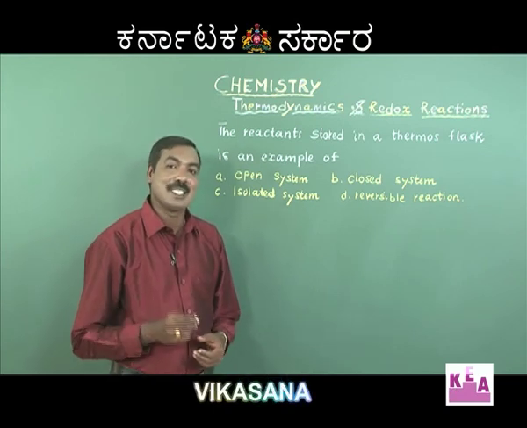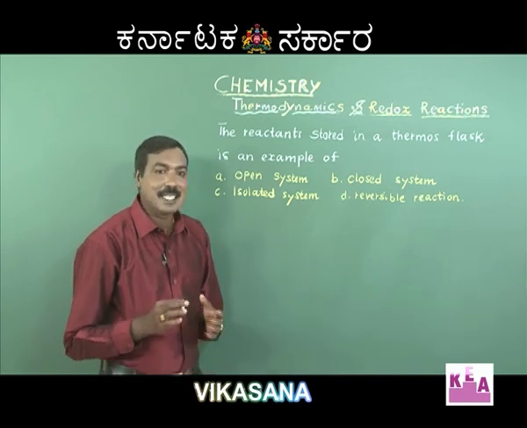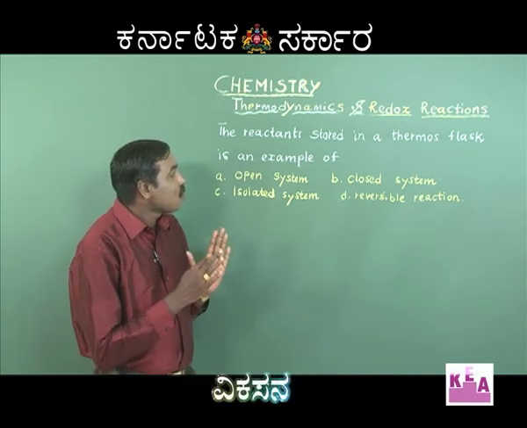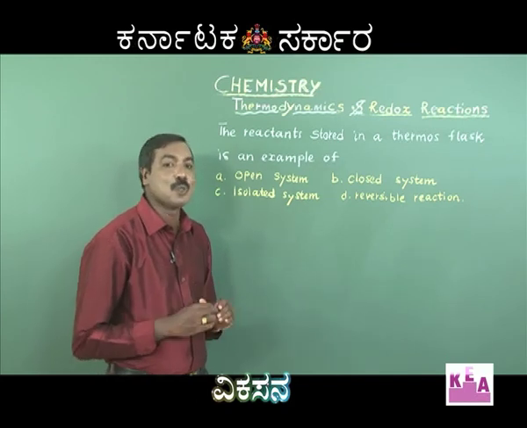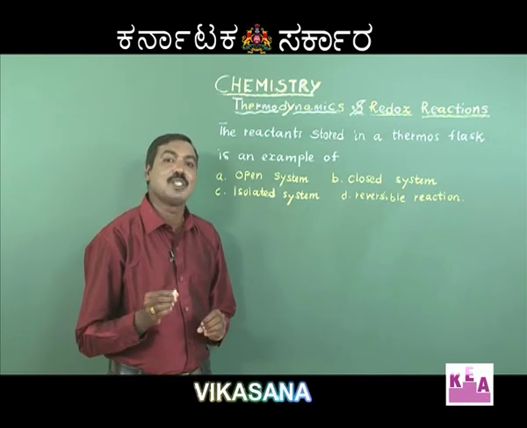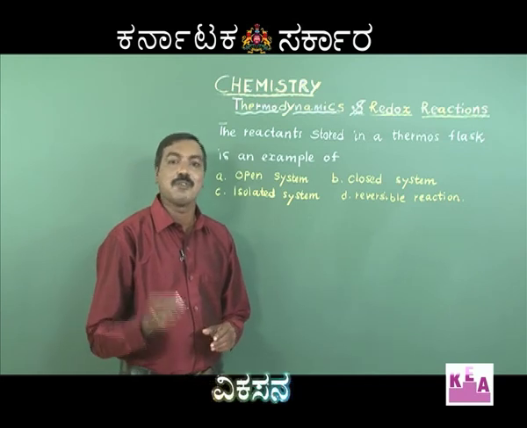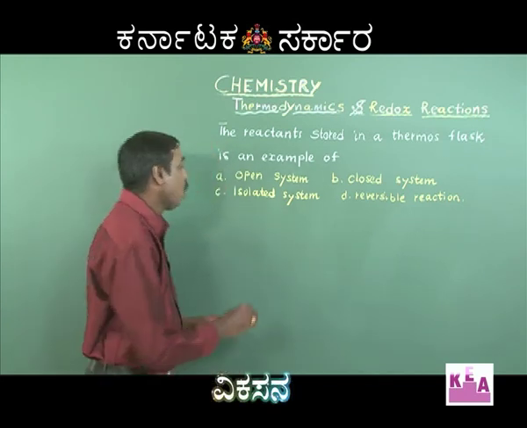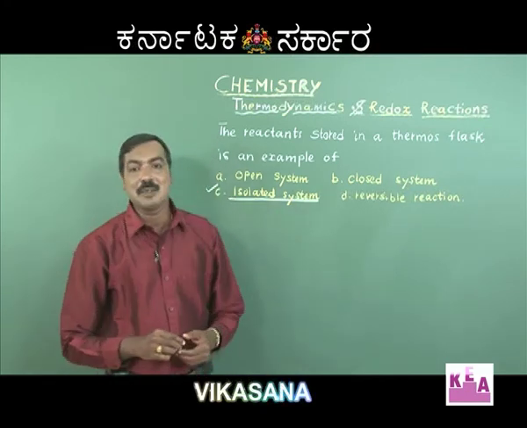If you have understood the statements that I have made, you should be ready with the answer. The reactant stored in a thermos flask belongs to an isolated system, where there is neither exchange of heat nor matter with the surrounding. Therefore, the right option is option C, isolated system.